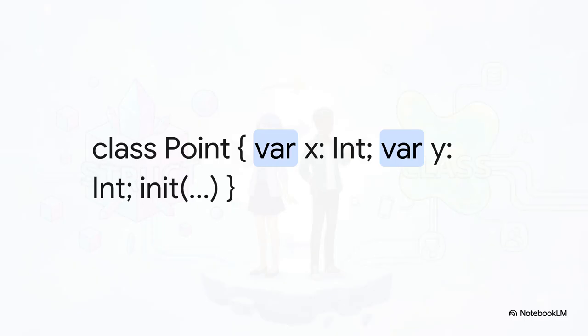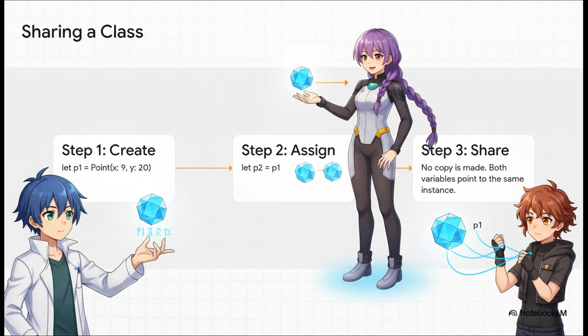And check out our blueprint. The only thing we've changed is one little word. We swapped struct for class. It's a tiny change in the code, but it's about to cause a massive change in behavior. We're going to run the exact same test. Step 1, create P1. Step 2, assign it to P2.